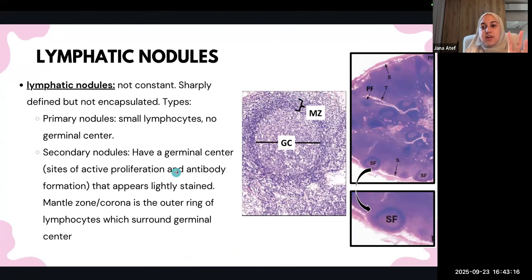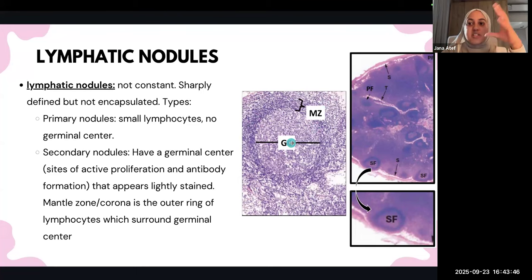Lymph nodules are not constant, which basically means what? Sometimes, for example, primary nodules are there when we're born. Our thymus is a full organ when we're born, and as we grow up it becomes atrophied. I'm going to say more about that in the thymus lecture, but I'm just letting you know: not constant means sometimes these nodules are going to disappear.